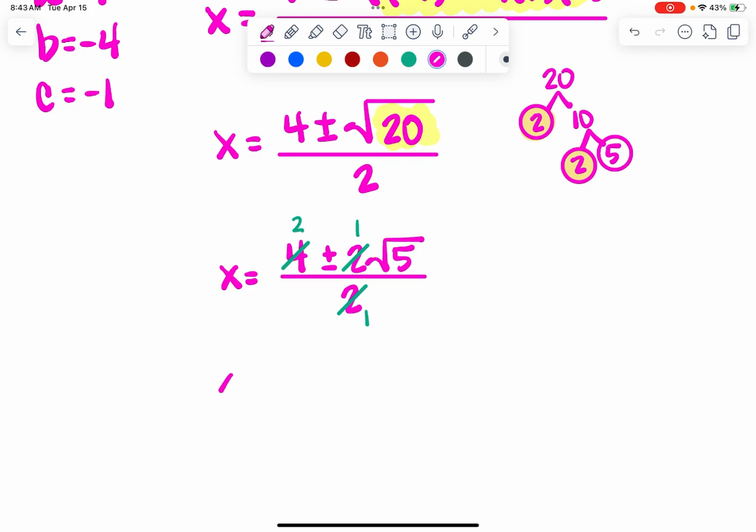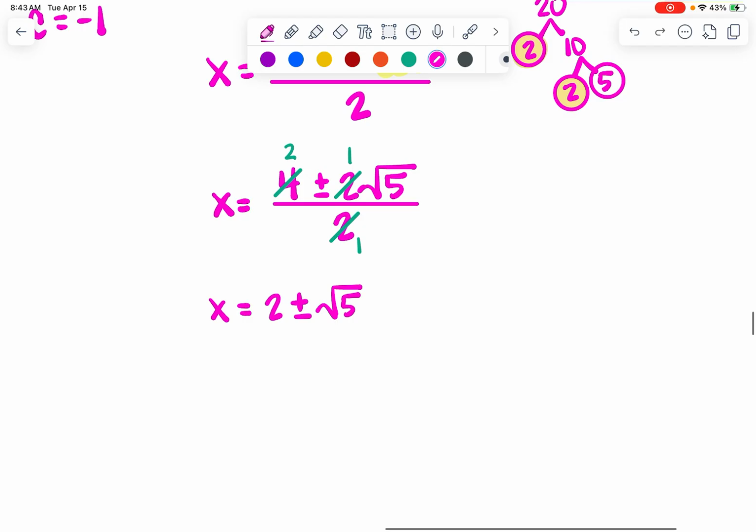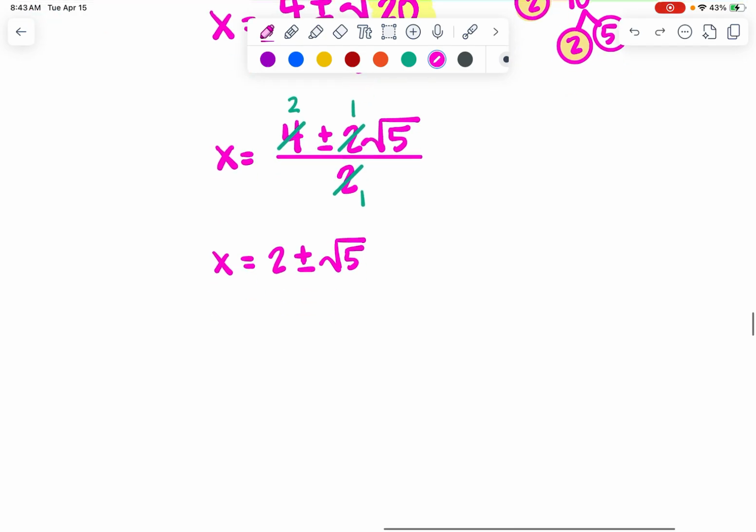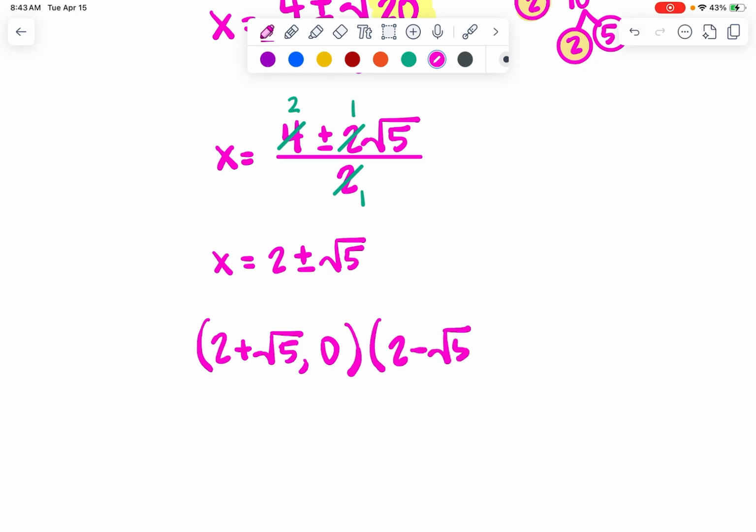Right? So my actual final reduced answer is 2 plus or minus 1 square root 5, which I don't really have to write the 1 in the front, but you can if you want. And it's also technically over 1, which I also don't need to write. Right? You're more than welcome to if you want to, though. So all that just simplifies down to 2 plus or minus the square root of 5, which means our solutions are 2 plus the square root of 5, comma 0, and 2 minus the square root of 5, comma 0.